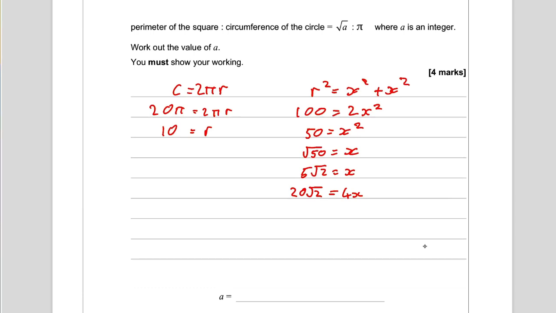So the ratio of the perimeter of the square, 20 root 2, to the circumference of the circle, which is 20 pi. Divide both sides by 20, and we've got root 2 to pi. So A would be equal to 2.